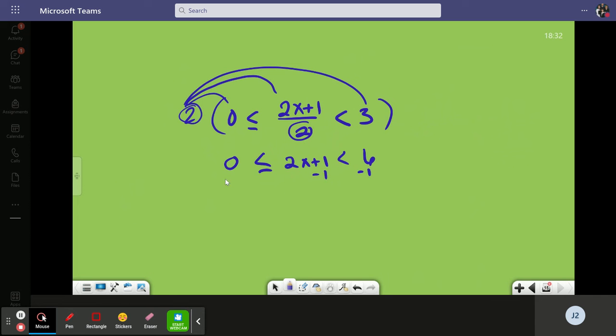Subtract that 1. Less than 2x. Dividing by that 2, my answers are going to be negative 1/2 and 5/2. I've got a greater than or equal to on this one, so that's a square bracket. This is just a less than, so that's a parenthesis. Okay. I felt a lot more confident on this one. Good.